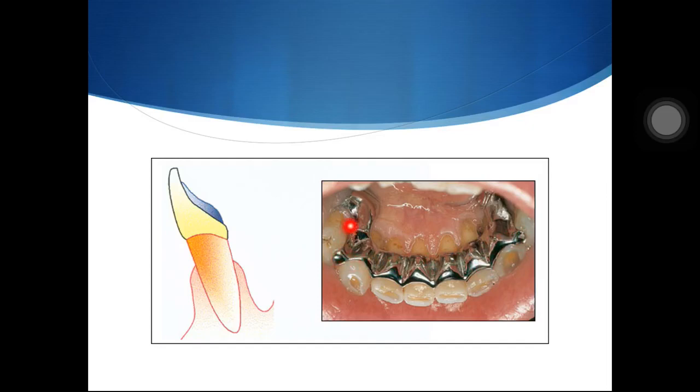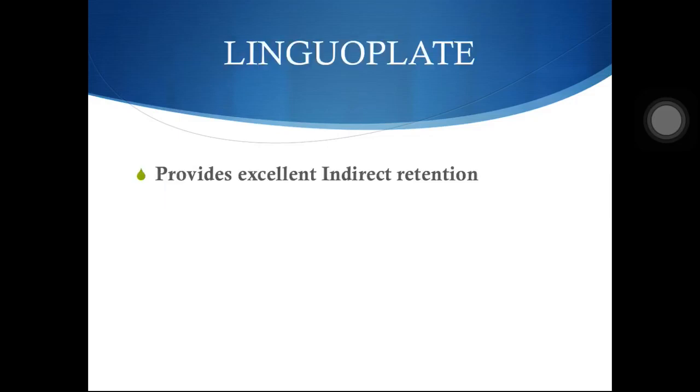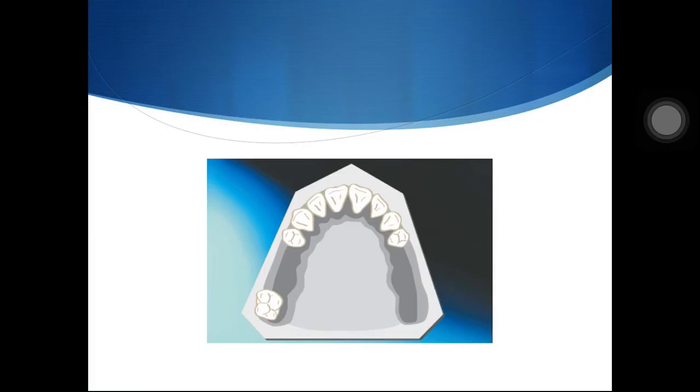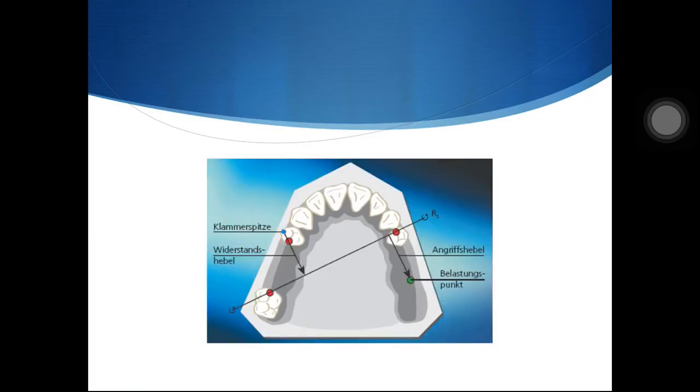Here you can see that although it is a major connector, to support this major connector and to retain its place over the lingual surfaces of the teeth, these occlusal rests have been given. These occlusal rests in essence will be providing the indirect retention in this case. Here we can see this is the fulcrum line and this is the provision of the indirect retainer.